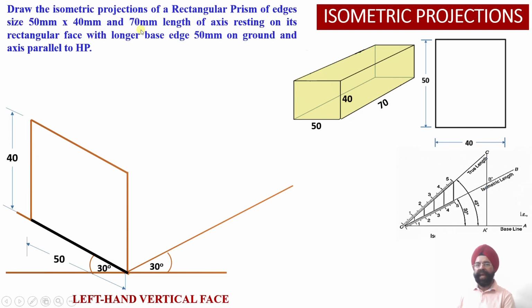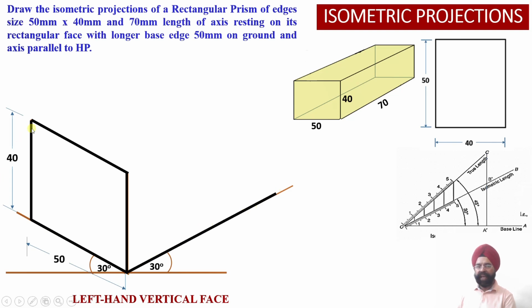Now we are given the information that the length of the axis of this rectangular prism is 70 millimeter. So this length, please check, is equal to 70 millimeter. Now I need to draw this length along the z axis. Now this is my z axis. Now from here I will be drawing 70 millimeter, right? So once I complete this face, now please check, 70 millimeter I have to draw.